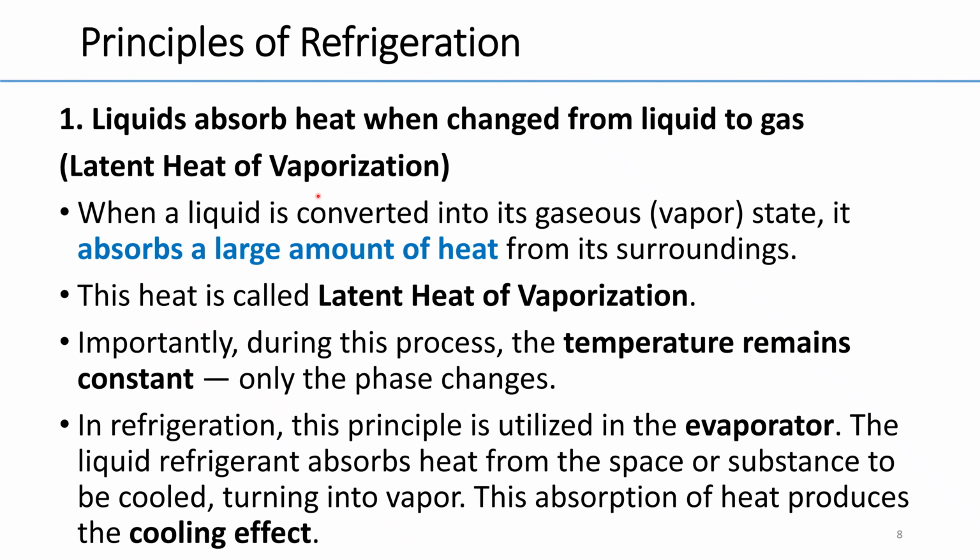The first principle is latent heat of vaporization. When a liquid is converted into a gaseous state, it absorbs a large amount of heat from its surroundings. This is called latent heat of vaporization. Importantly, during this process, the temperature remains constant, only the phase changes.